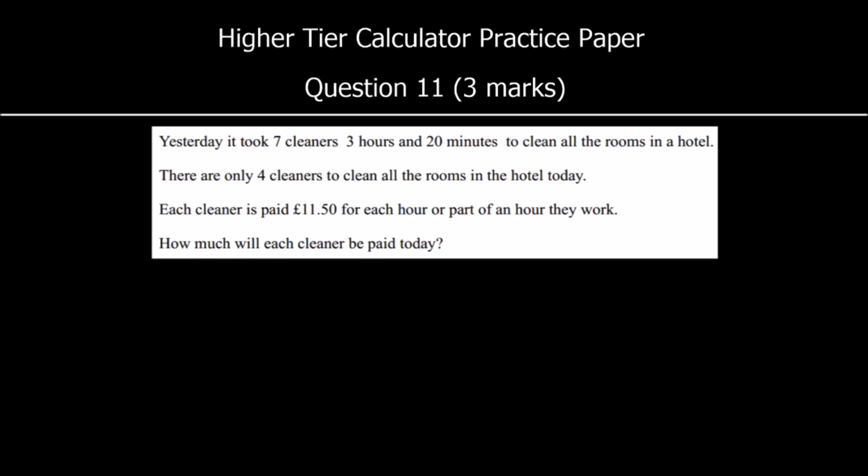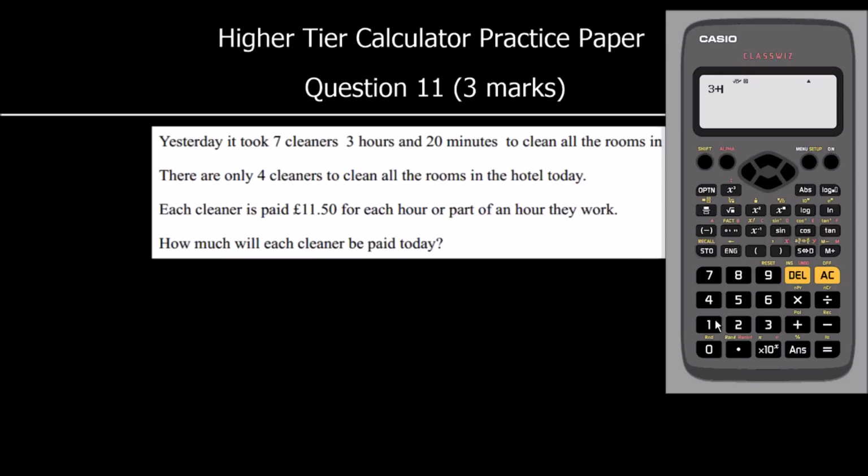One for you to try, so give this a go. So it took 7 cleaners 3 hours and 20 minutes to clean all the rooms. So 7 times 3 hours 20 minutes. 20 minutes is a third of an hour.